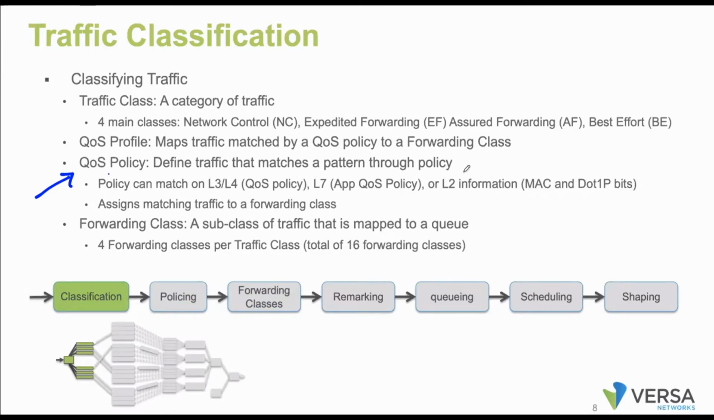Okay, so it can use multiple match conditions. This is a very interesting thing about Versa traffic classification. You can use the L2 information, which is nothing but the MAC addresses and 802.1p bits. Or you can go with the L3 and L4 information like IP addresses, protocol, and port numbers. Or you can extend up to L7 as well. At L7 you can use the applications and the URL information as well.